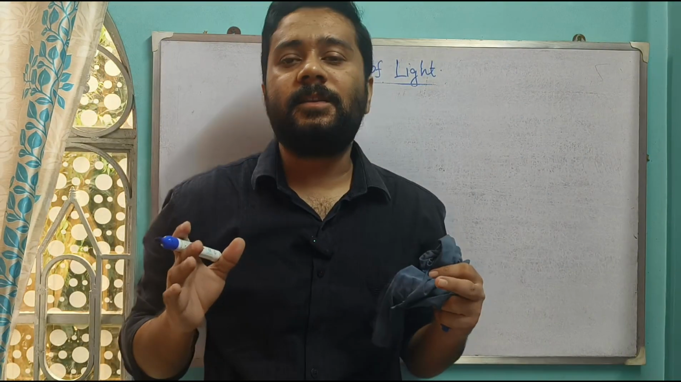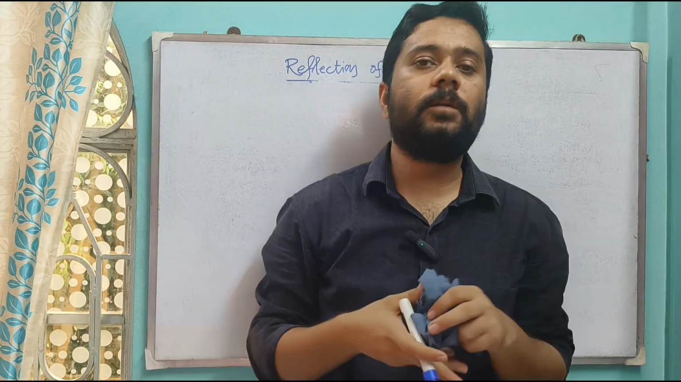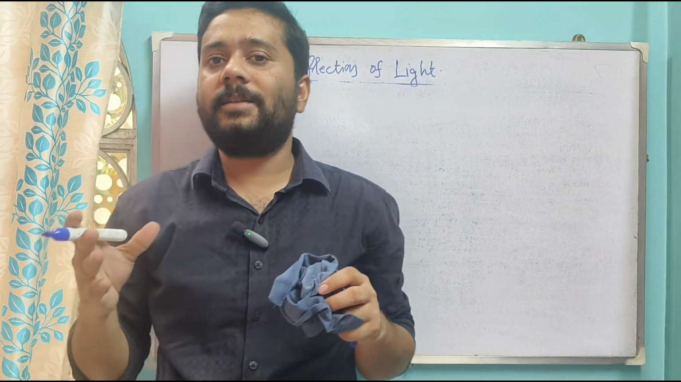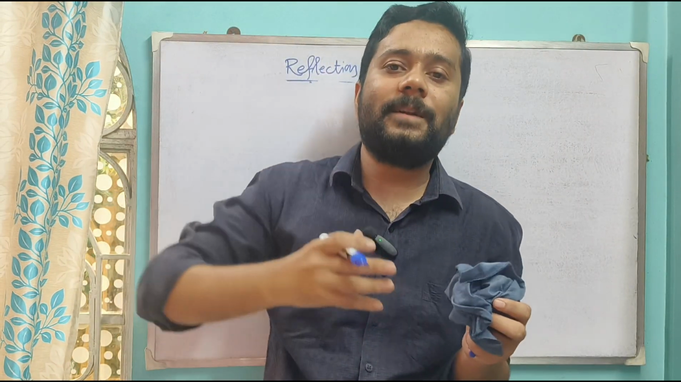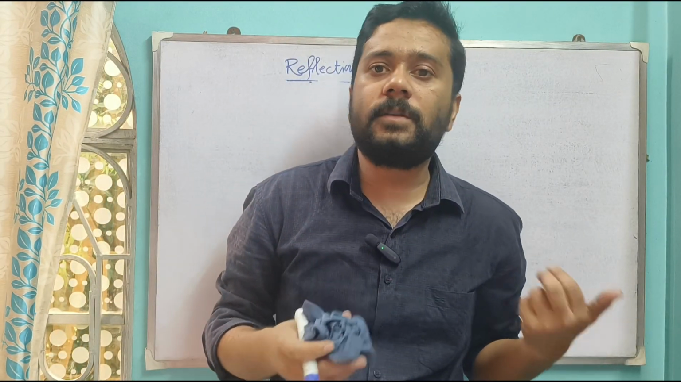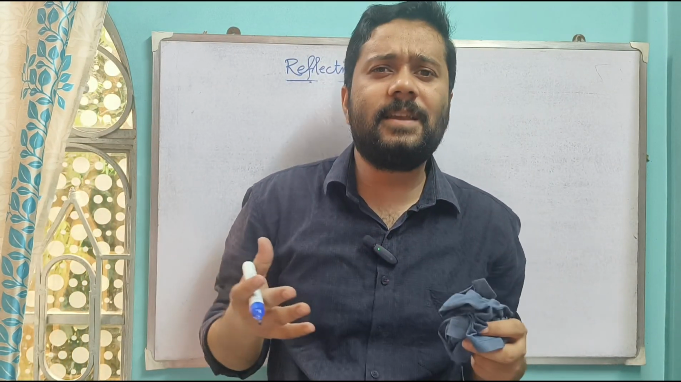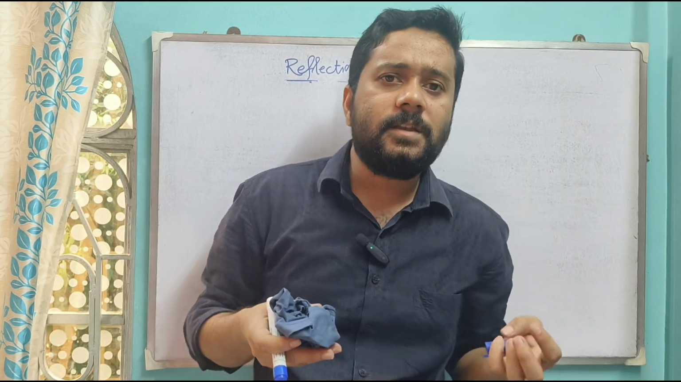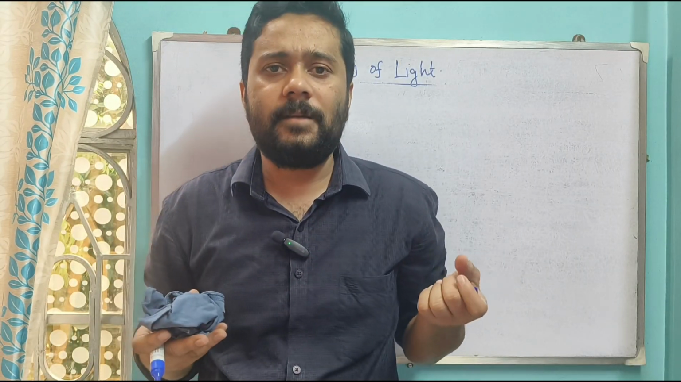Hello students, in this video we will do the complete revision of the reflection of light chapter for class 10 CBSE. So basically, what is reflection? When light goes from one medium to another medium, some part of it bounces back to the same medium, or you can say when light falls on a shiny, smooth, polished surface, then it bounces back to the same medium, and this phenomenon is called reflection.